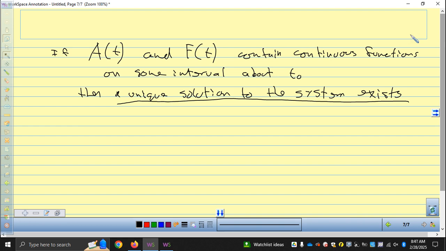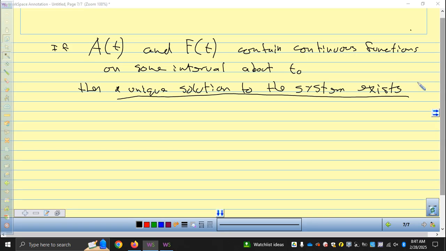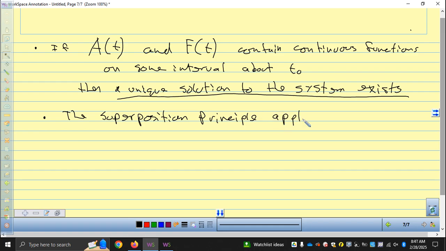And we're going to only use certain kinds of functions for our non-homogeneous systems that make them nicer to work with. Then a unique solution exists. So that's not a super high bar for the existence of a unique solution. The superposition principle applies to solutions to homogeneous equations, as we might expect.